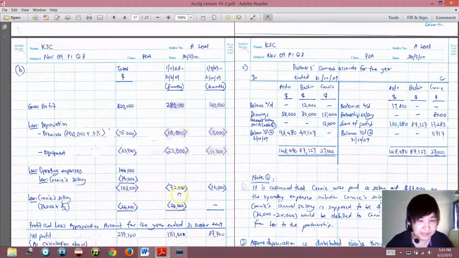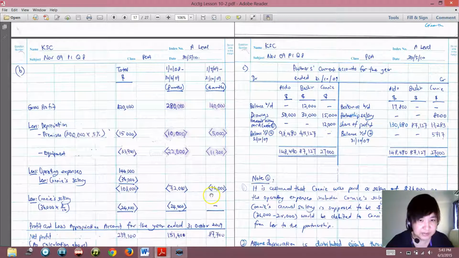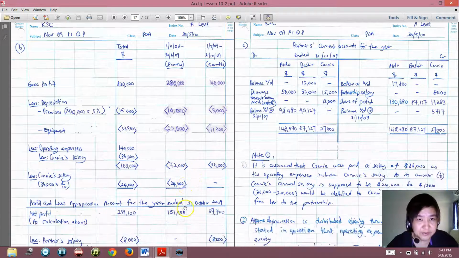So if you prorate it, it will be 72,000 and 36,000. Okay, so this is the gross profit, right? So the operating expenses excluding Connie's salary is 72,000 and 36,000. So from the gross profit I should minus Connie's salary.